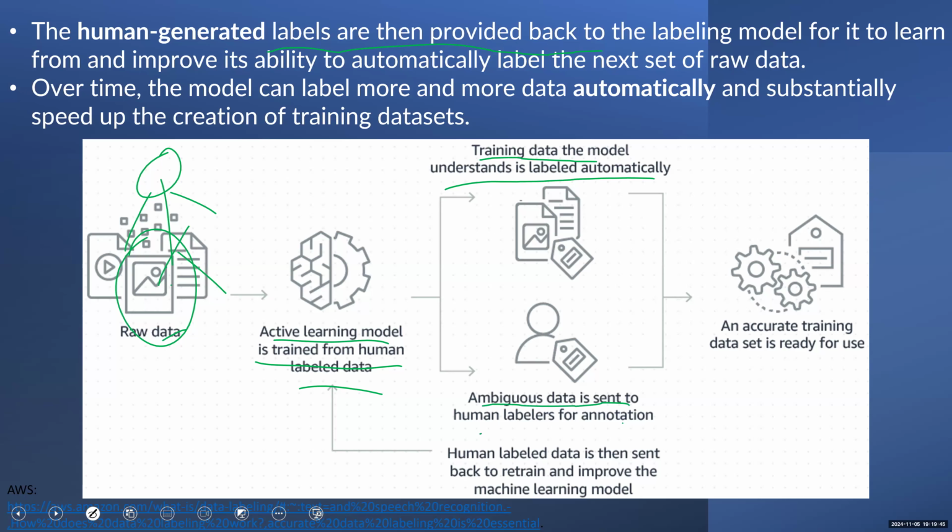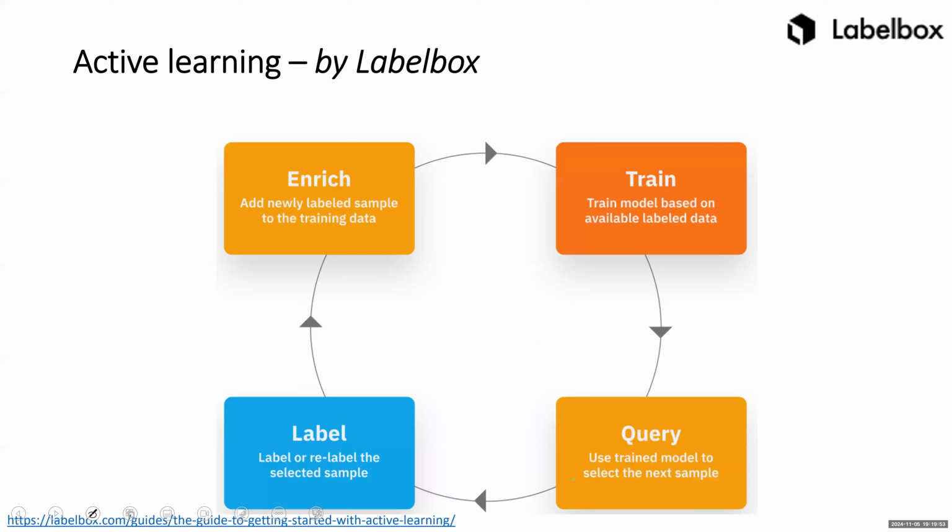Ambiguous data is sent to the human labelers for annotation. Human labeled data is then sent back to retrain and improve the machine learning model, and so on. So this is Labelbox, another company. They do active learning based support. You can have a look at how they do it, and they also mention examples.